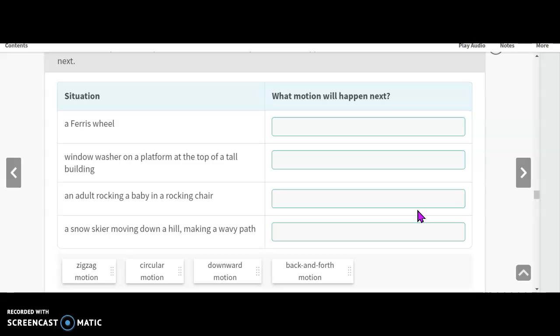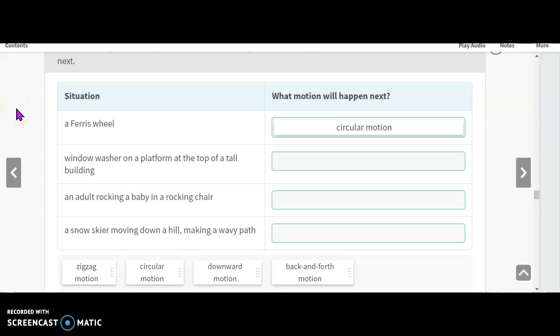The first one is a Ferris wheel. Is that going to be zigzag, circular, downward, or back and forth? Think about a Ferris wheel. I want you to write your answer. You should have circular motion because it's a Ferris wheel. It goes in a circle.